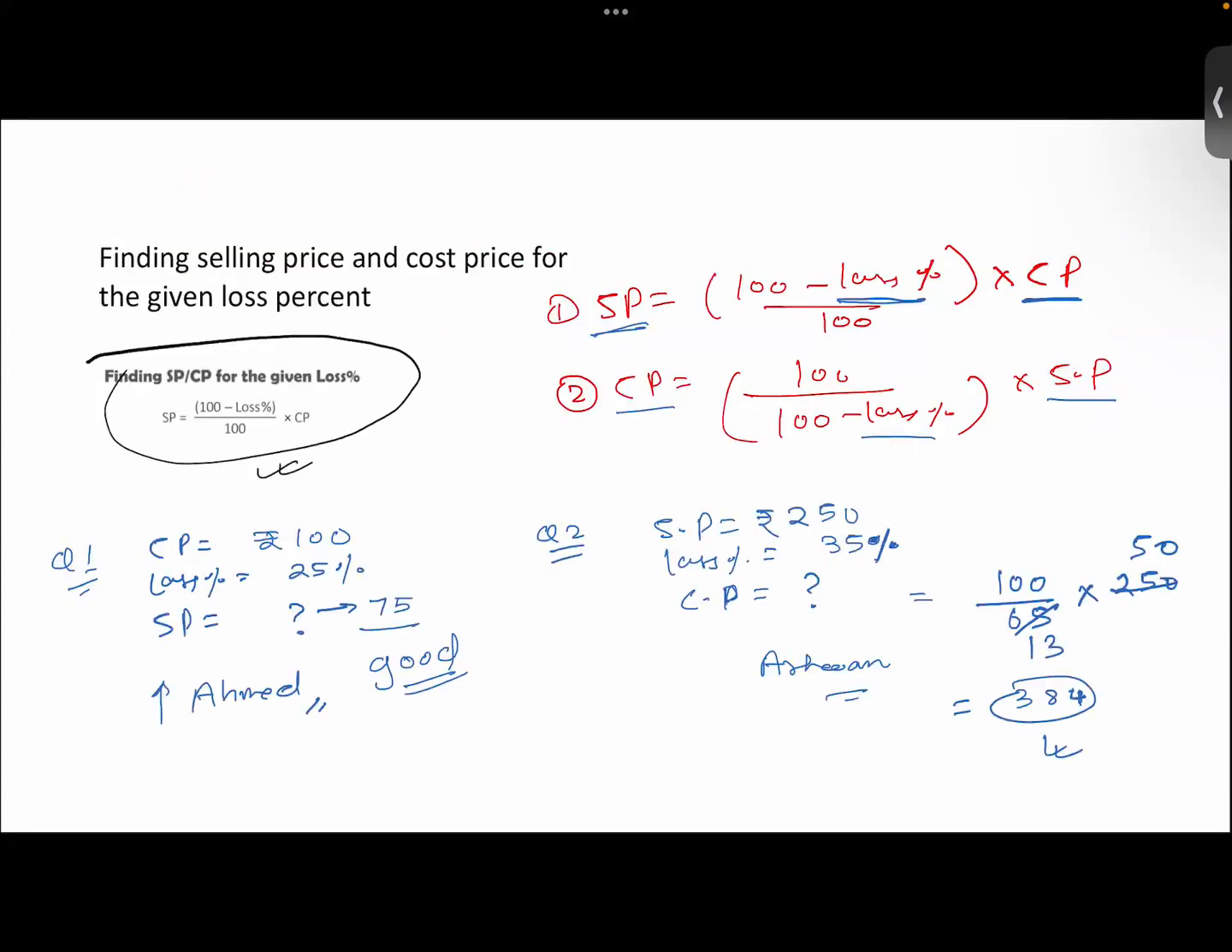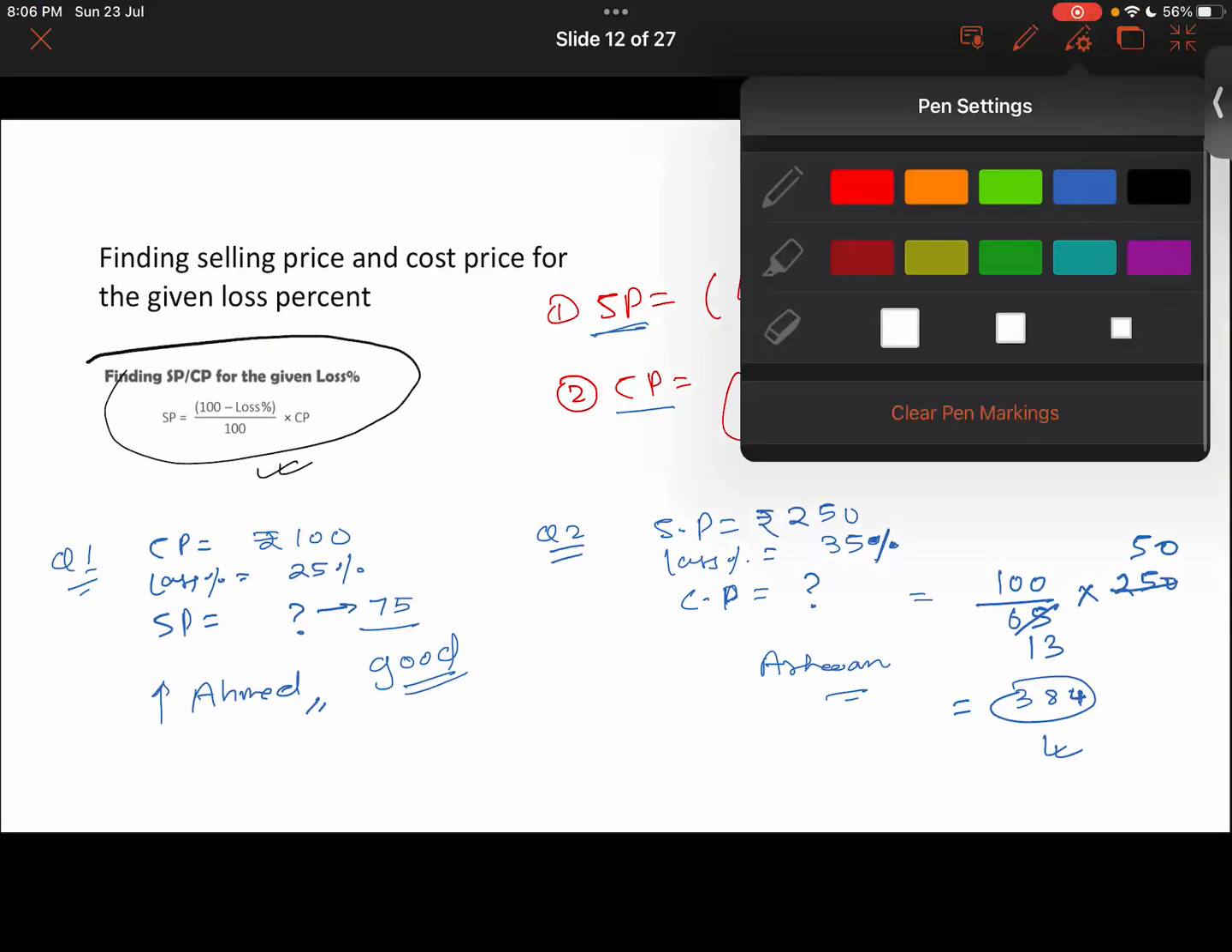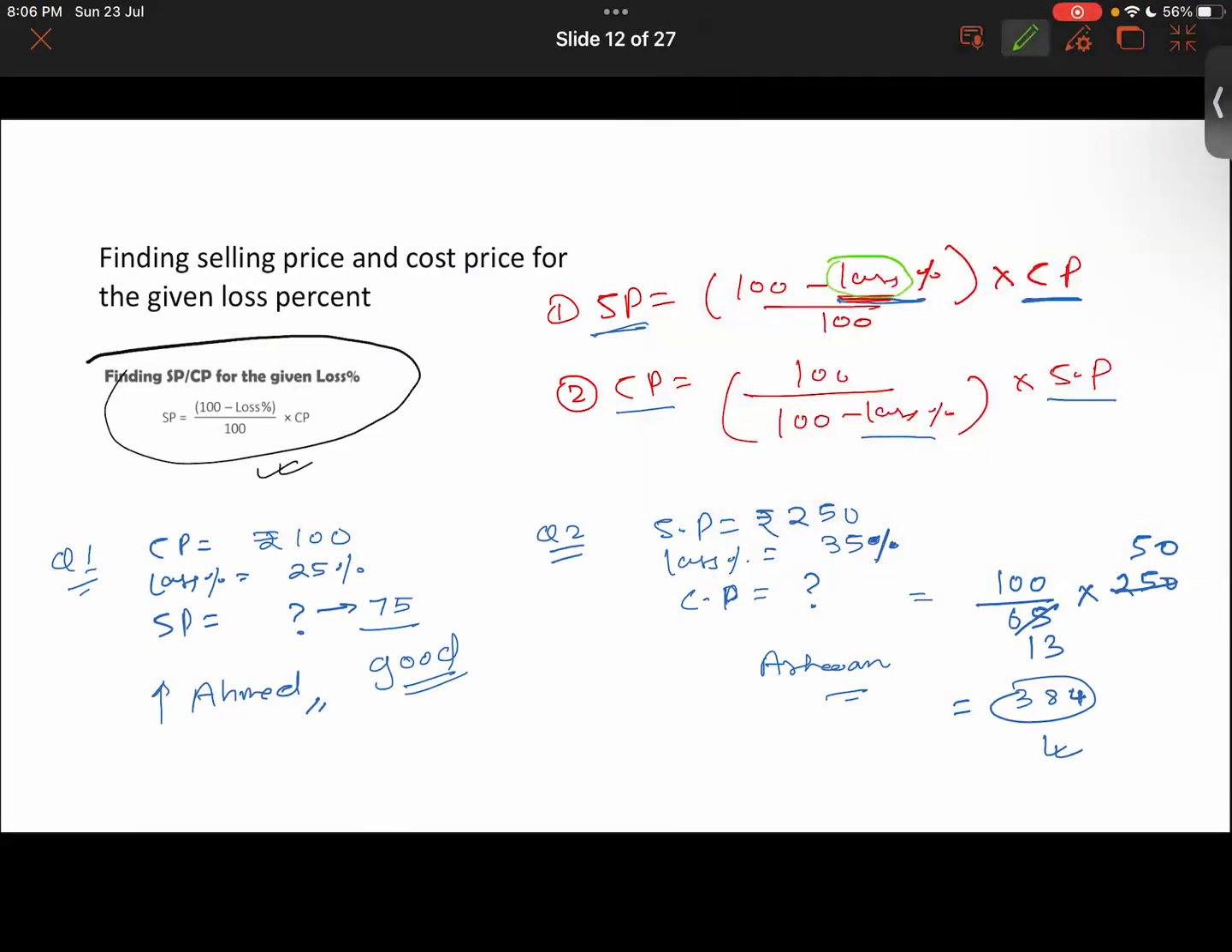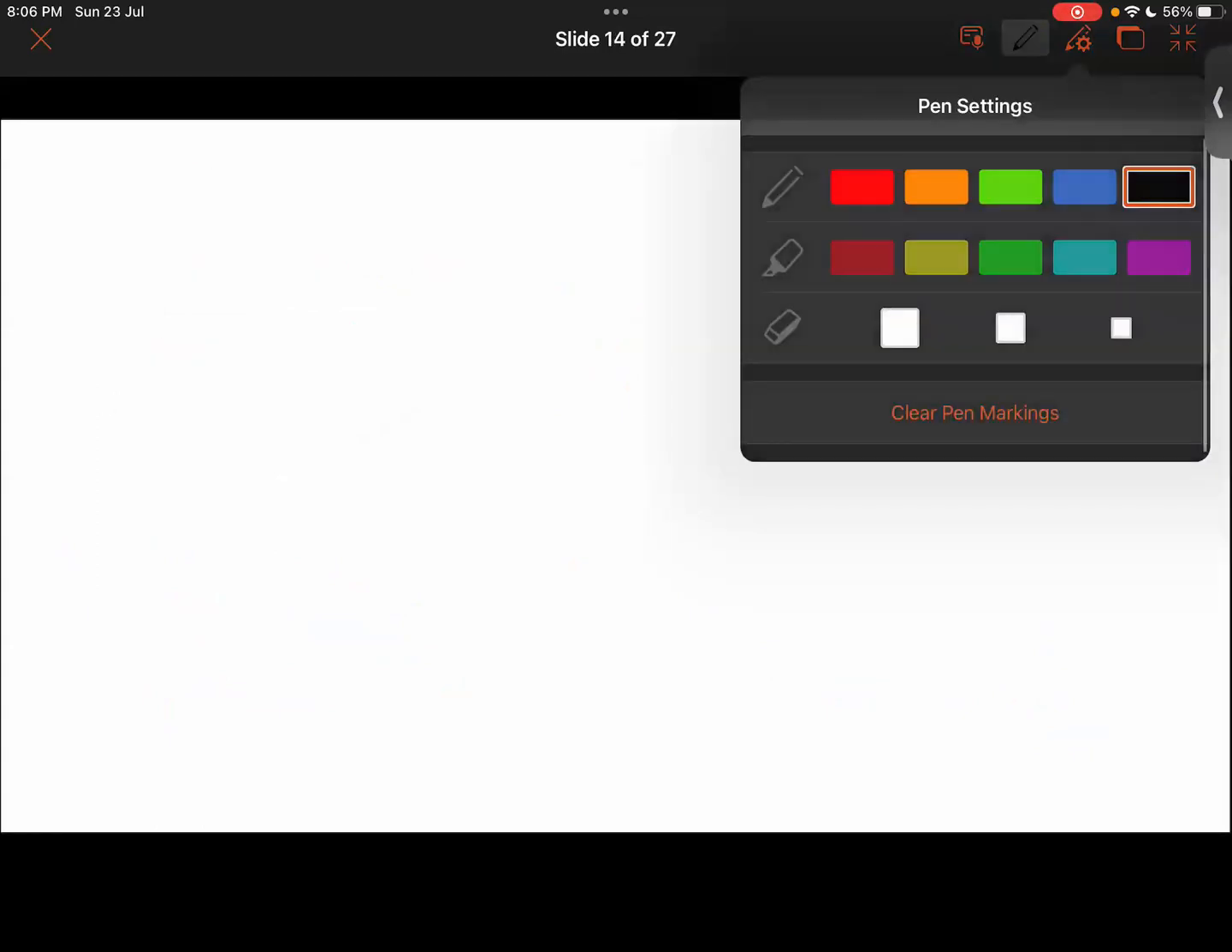Similarly, if we are incurring a loss, we discussed the required formulas. When loss percent and cost price is given, you will use one formula, and when loss percent and selling price is given, you will use the other. This needs to be remembered by heart, there's no alternative. In today's class, we will practice a few questions based on these formulas, only then the concept will be clear.